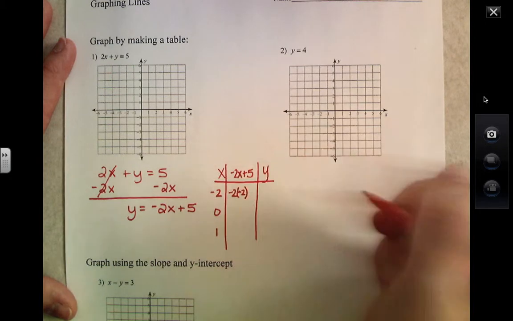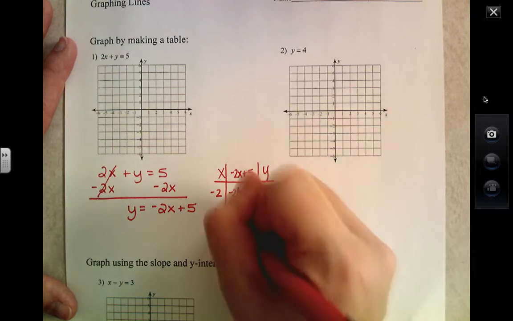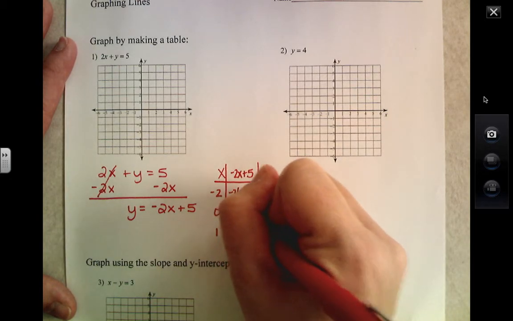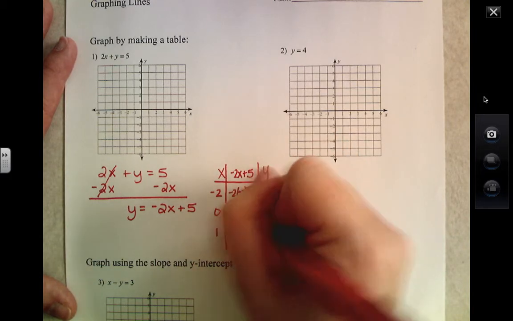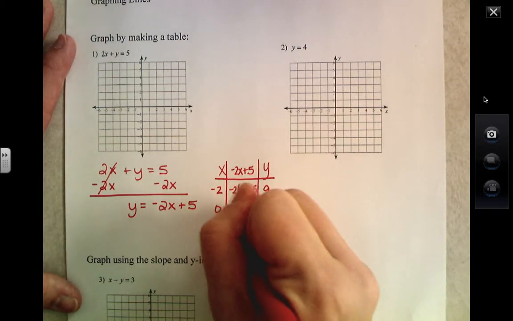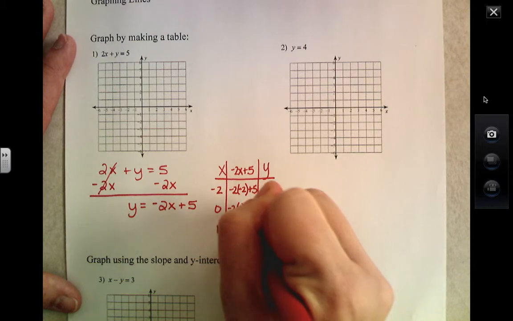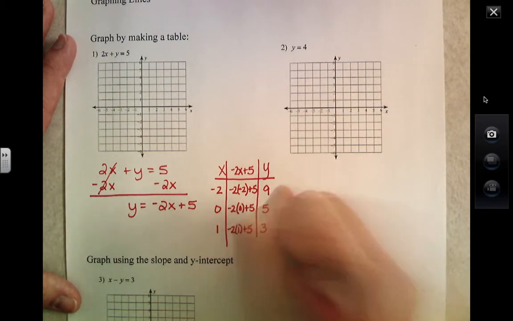So I have negative 2 times negative 2 plus 5, and that negative 2 times negative 2 is 4, plus 5 gives me 9. On the next line, I'm going to have negative 2 times 0 plus 5. I'm substituting for the x right here, the number that I have over here. That would be 0 plus 5, which is 5. And finally, negative 2 times 1 plus 5. And that's negative 2 plus 5, which is 3.